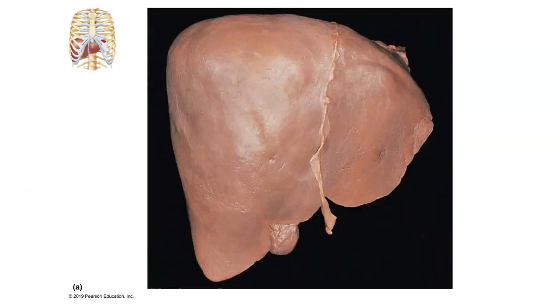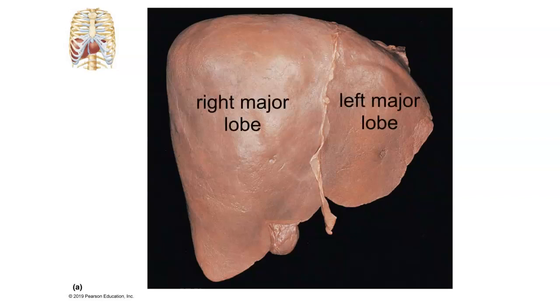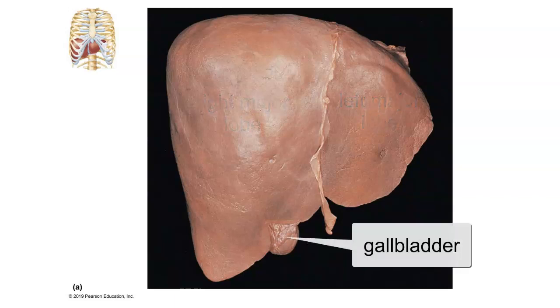In this closer view of the liver, we can see the two major lobes of the liver, which are simply called the right lobe and the left lobe. We can also see the gallbladder.